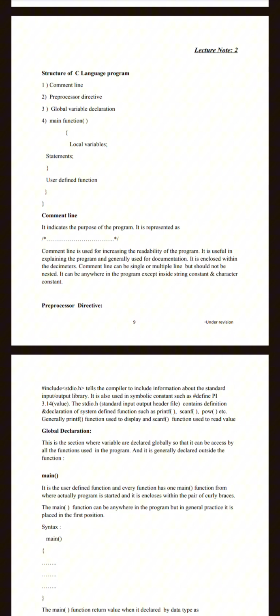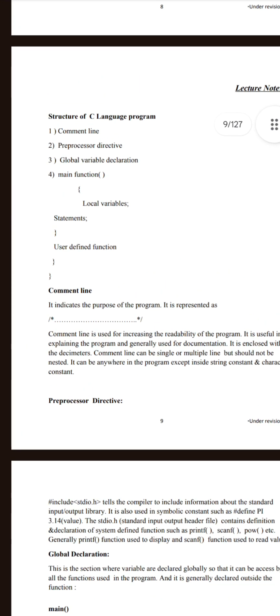Structure of C program. So first one, in C programming, first one should be the command line. Command line is optional, and the second one is preprocessor directive. Then comes the global variable declaration, then the main function. Inside the main function with local variables and statements, and finally user defined functions. So this is the basic structure of a C language program. Let us discuss one by one.